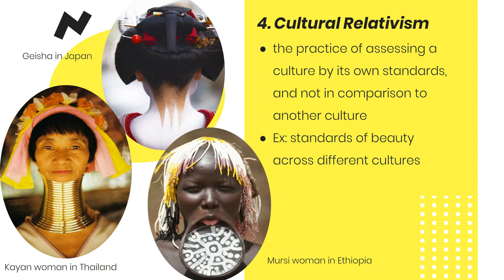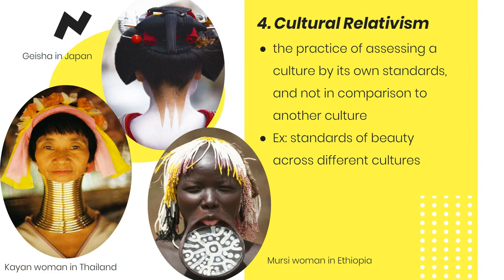Okay, another concept that we need to wrap our heads around when we're talking about culture is cultural relativism, which is when we assess a culture by its own standards and not compare it to another culture. So, for example, here I have pictures of standards of beauty across different cultures. In the U.S., we might emphasize certain parts of the body as beautiful or sexy. In Japan, and you can do this on your own with Google Images, you'll see that historically, at least, the geisha's neck is the most central part.